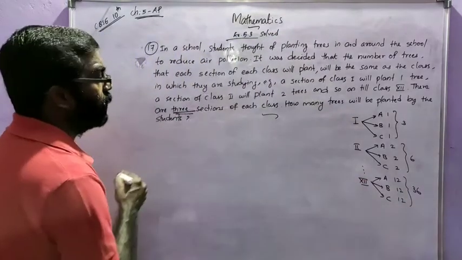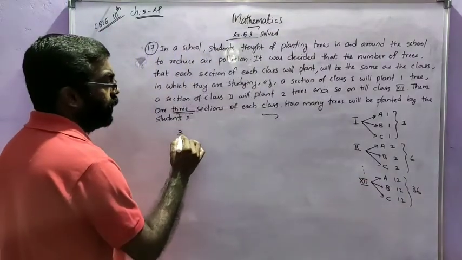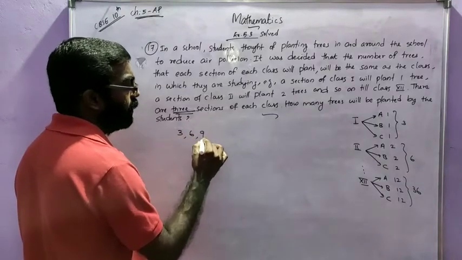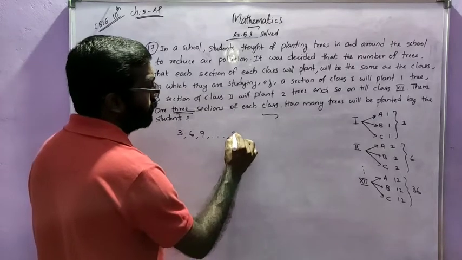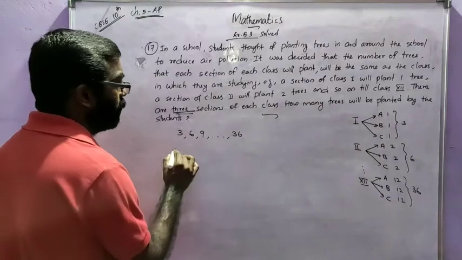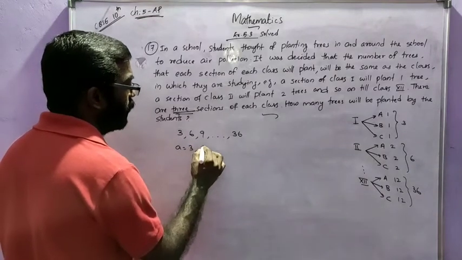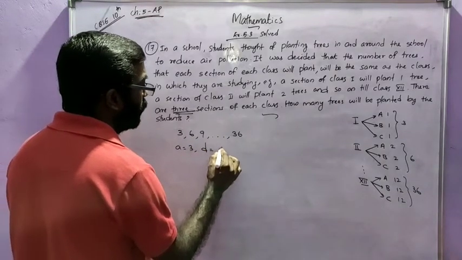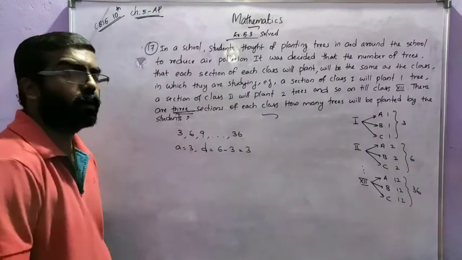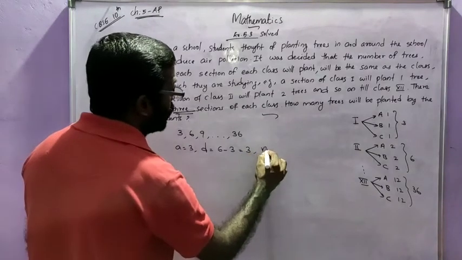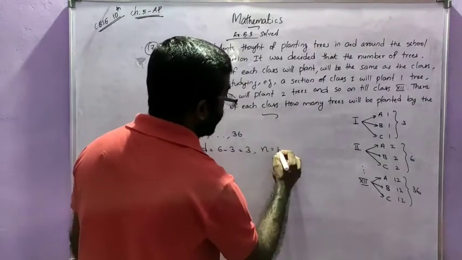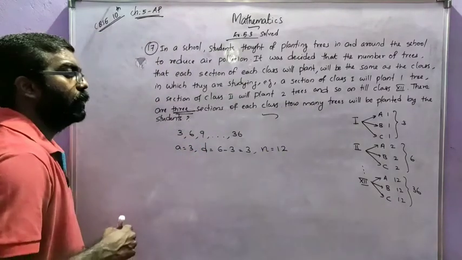Okay, so we can list out the numbers we got. 3, then 6, then for the third standard it will be 9, and so on up to 36. So clearly it is an AP with the first term a equal to 3 and d equal to 6 minus 3, that is 3. And n, the number of terms, means here the number of classes. Here 1 to 12, so n is equal to 12.